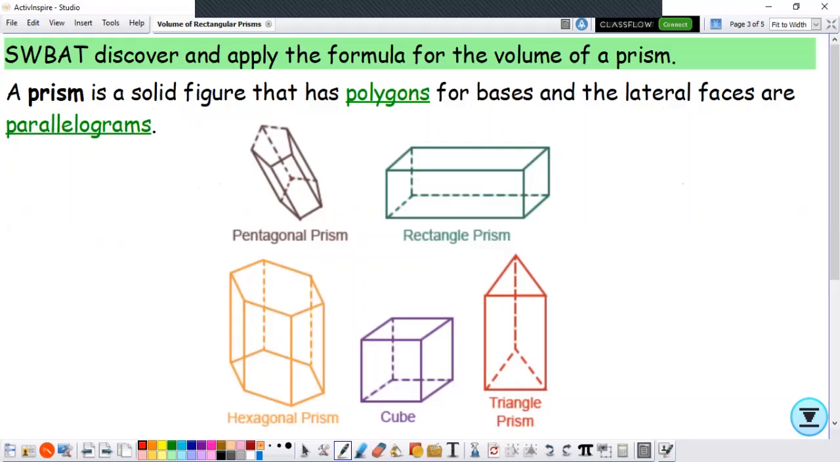So we can have pentagons, we can have hexagons, we can have squares, we can have triangles, and we can have rectangles, which is what we're going to focus on. Just keep in mind a square is also a rectangle. And the lateral faces, so the other sides, are all going to be parallelograms or rectangular in shape as well. When you name a prism, you name it based on the shape of the base. So a pentagonal prism tells me that my bases are in the shape of a pentagon. A triangular prism tells me that the shape of the base is a triangle, and so on.